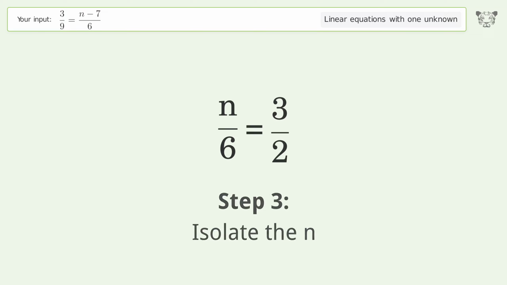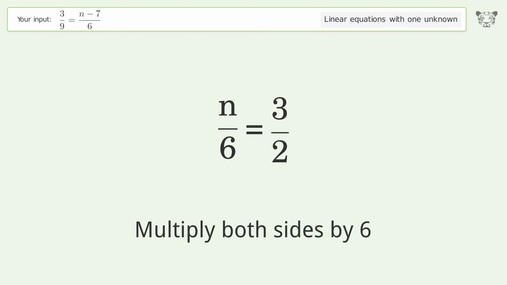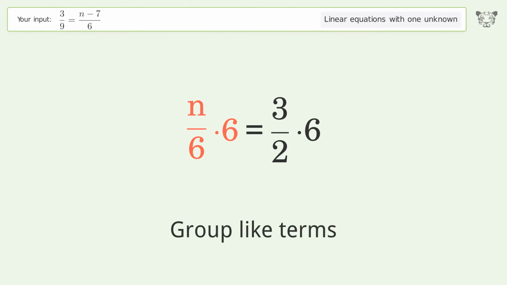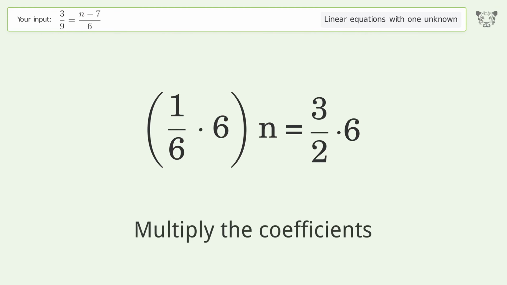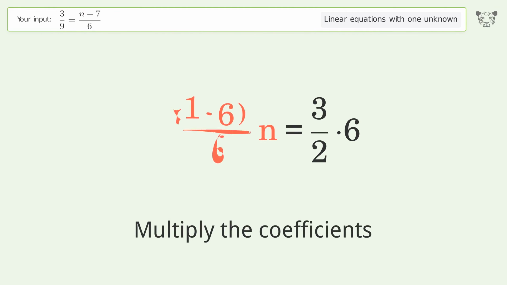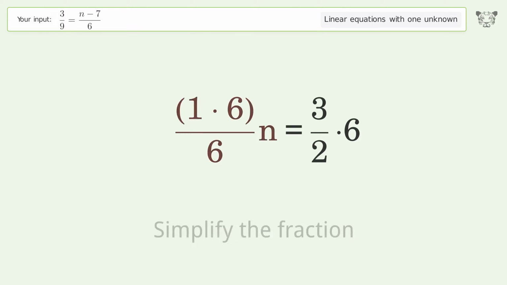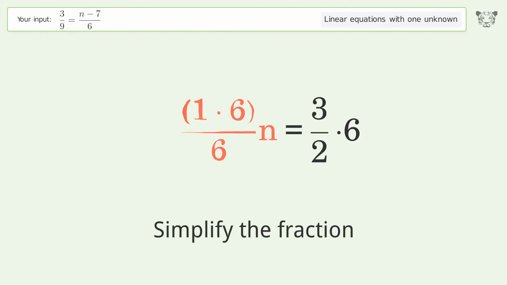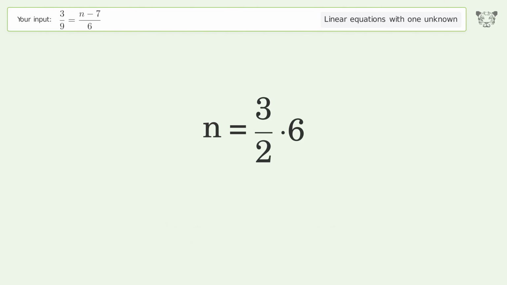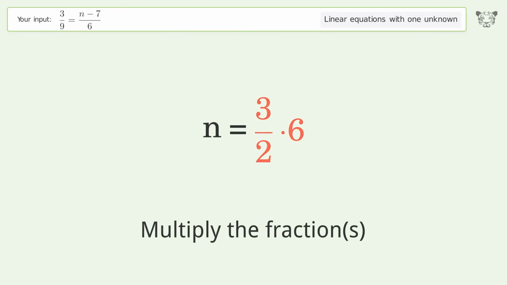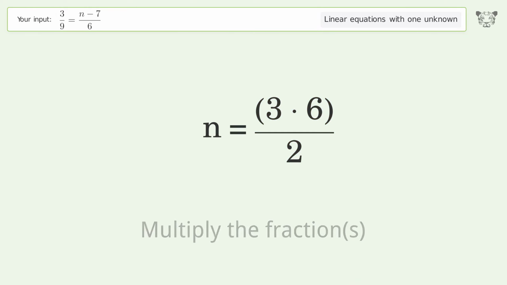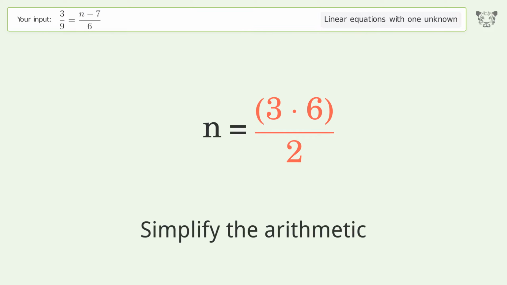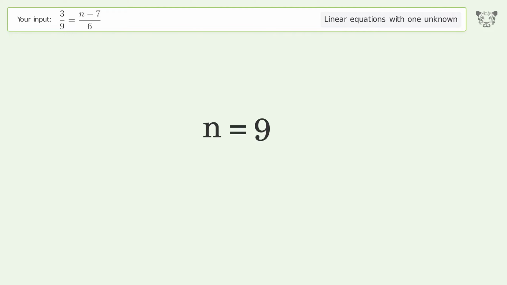Isolate the n. Multiply both sides by 6. Group like terms. Multiply the coefficients. Simplify the fraction. Multiply the fractions. Simplify the arithmetic. And so the final result is n equals 9.